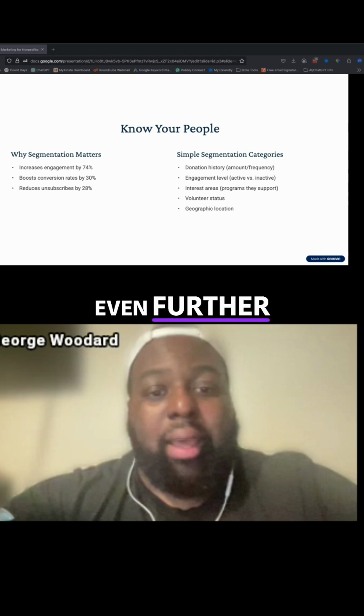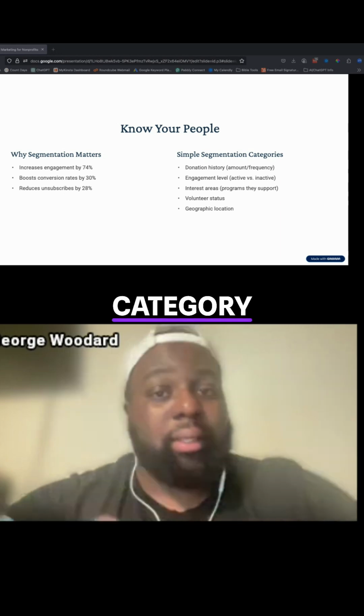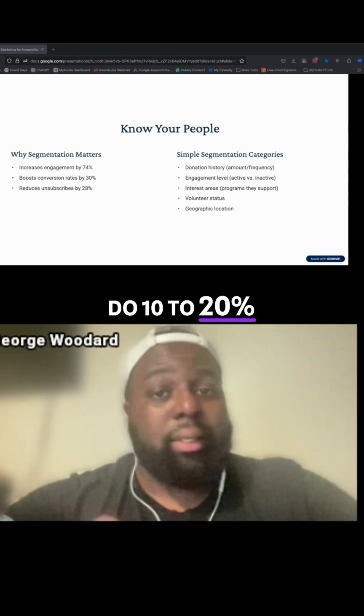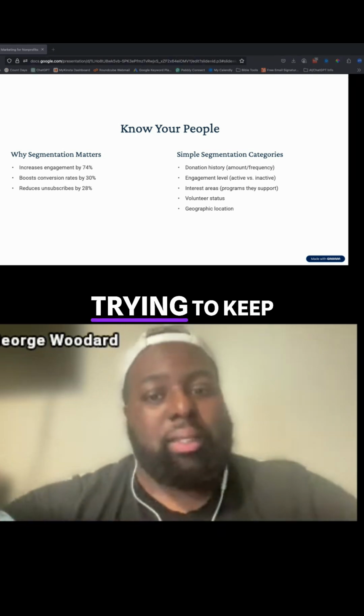Next up is the engagement level, active versus inactive. It's just kind of plain and simple. If you're sending out, we'll say, two emails a week, and over a 6-month period someone is engaging with about 50 to 60%, believe it or not, that's actually really good. So you want to put them in one category as someone who is more likely to engage with your audience, versus someone who may only do 10 to 20%. And that can be kind of tough when trying to keep them engaged.